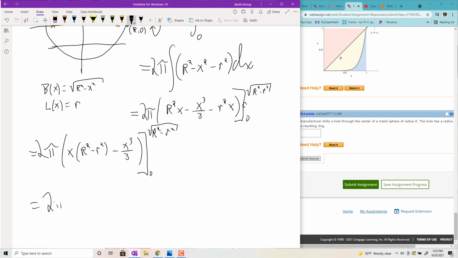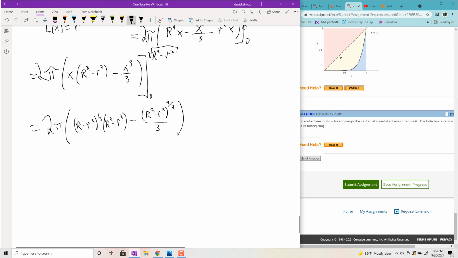And so plugging stuff in, then I get big R squared minus little r squared to the 1/2 times big R squared minus little r squared, minus big R squared minus little r squared now to the 1/2 cubed. So that'll be 3/2 power all over 3. And then minus 0. So if you plug 0 in there, you're just going to get a bunch of zeros.